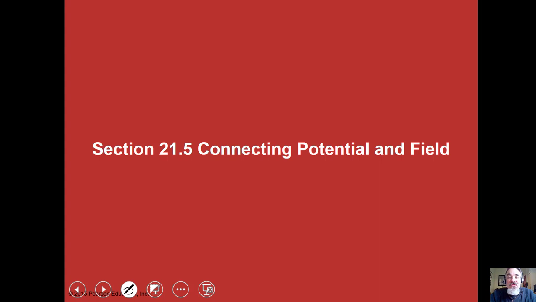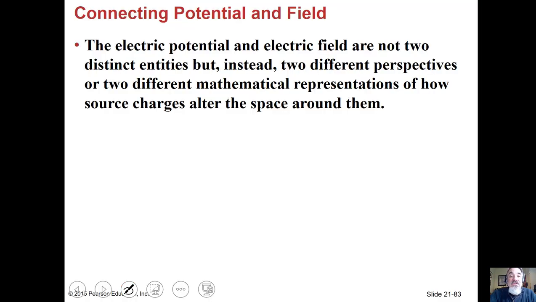So there's a connection between electrical potential and field. The electrical potential, or in other words, voltage, and electric field are not two distinct entities, but they are just looking at the problem from different perspectives. Electric field's a vector, the electrical potential is a scalar. It's just different ways of looking at the same thing. So one way might be easier to solve a problem, or maybe the other way is easier to solve a problem.